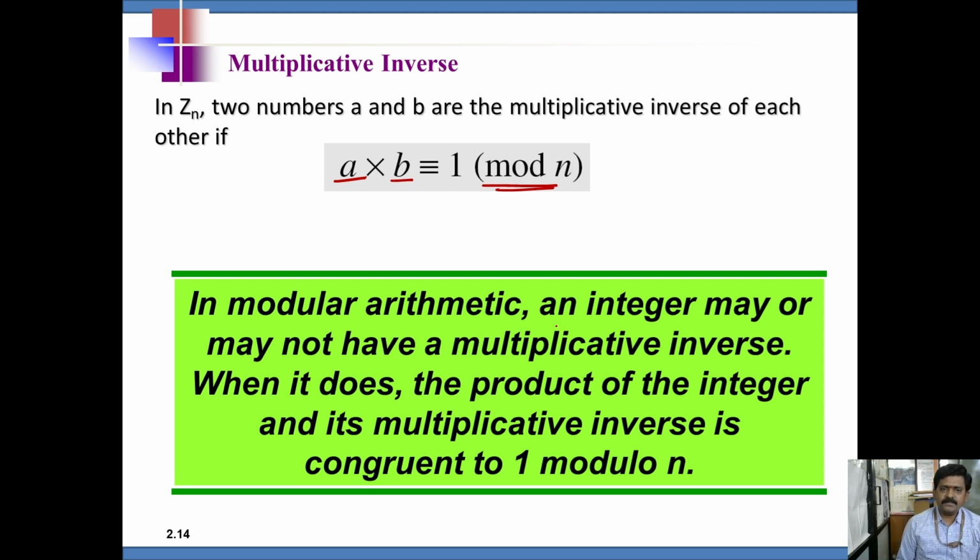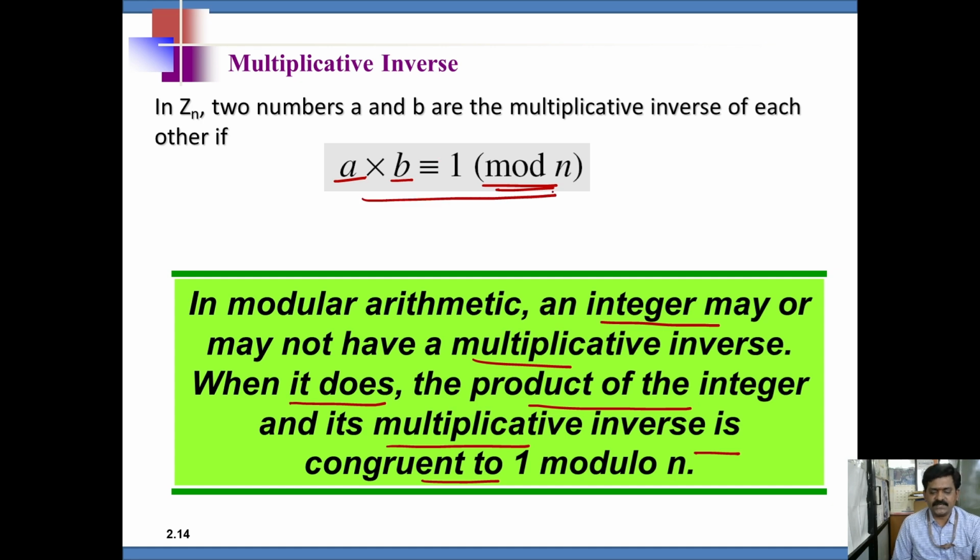In modular arithmetic, an integer may or may not have a multiplicative inverse, whereas an additive inverse certainly exists for any integer. So when a multiplicative inverse exists, the product of the integer and its multiplicative inverse is congruent to 1 mod n, as written here.